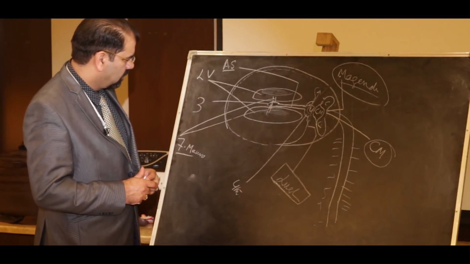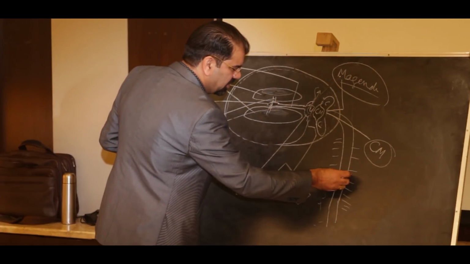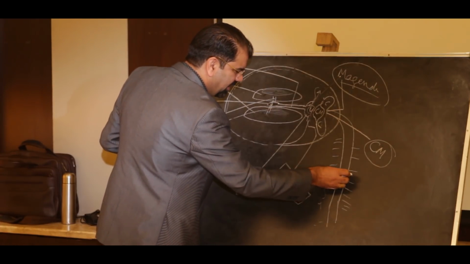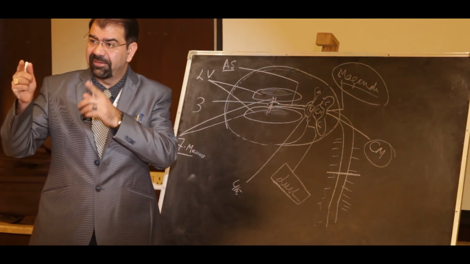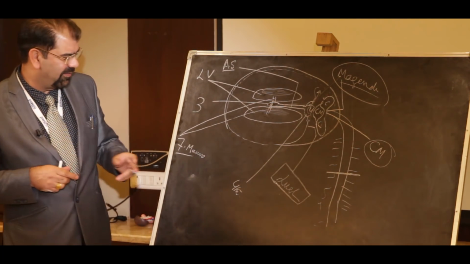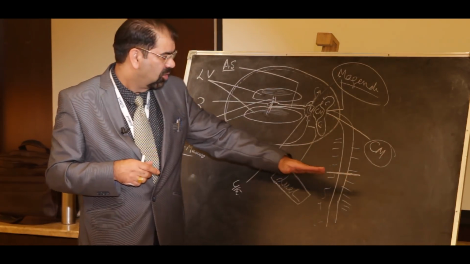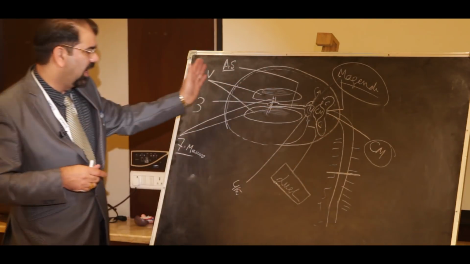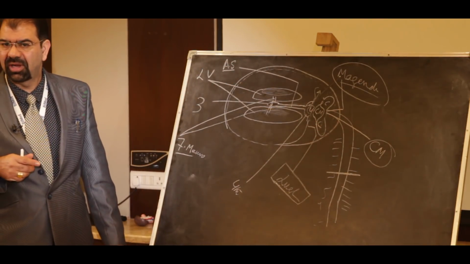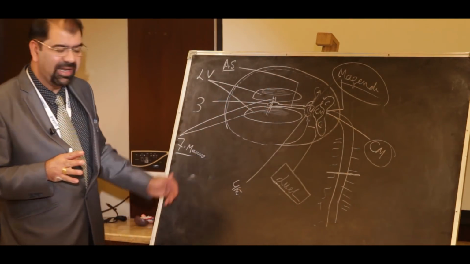Now, is it possible that I am having obstruction at the level of spine, in this central canal? What I will expect to be dilated? Everything above. Please don't draw this, everything above will be dilated.